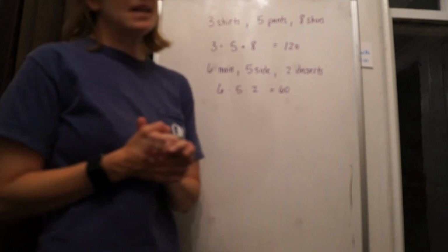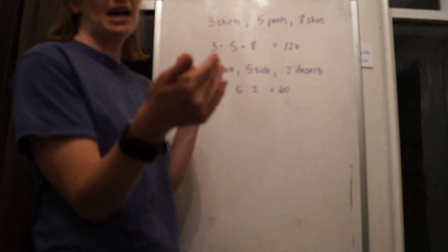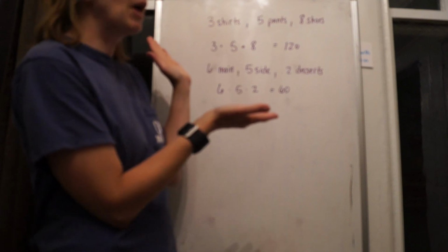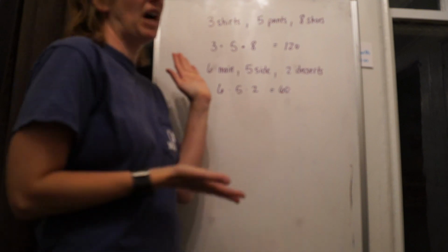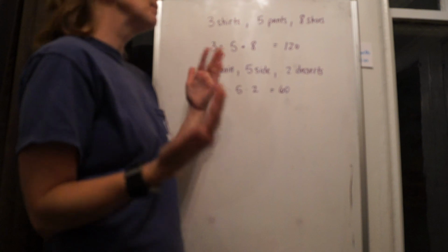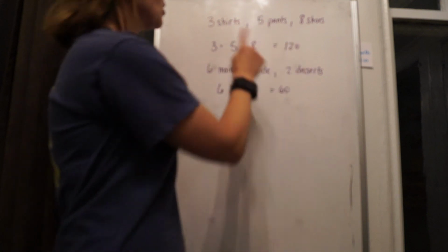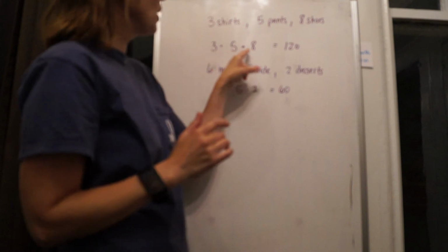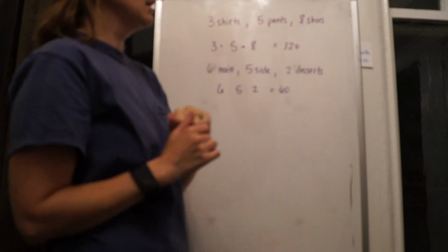And then last, what if it's totally different categories? It's not 30 shirts and I want to know how many different ways there are to choose 5 to wear this week. It's 3 shirts, 5 pants, 3 totally separate categories. So that's when we multiply the amount in each category, like so.